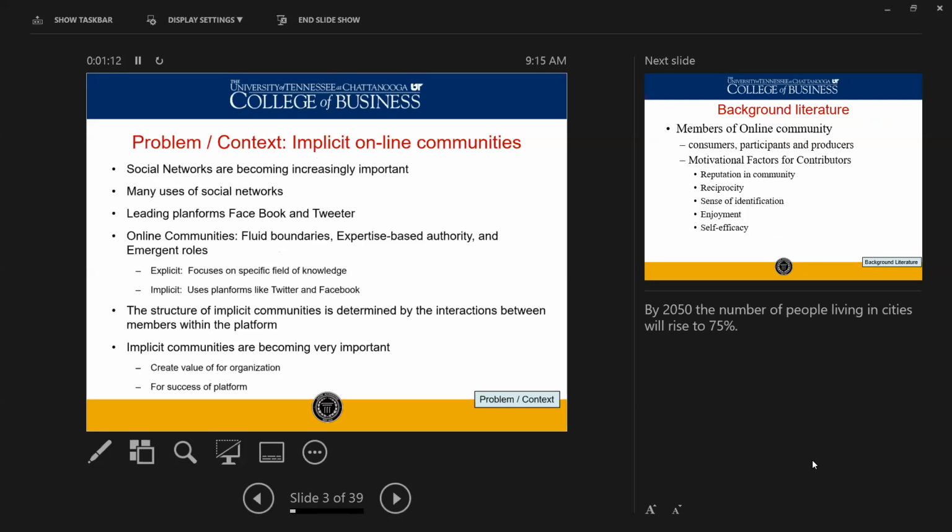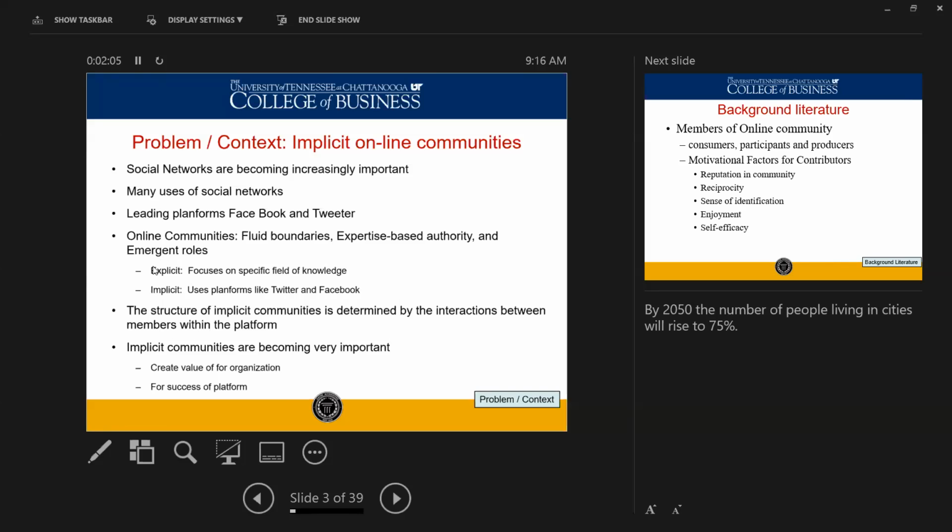So the context of the problem is implicit online communities. In social networks, as you all know, social networks are becoming increasingly important. They are actually having major impacts on our lives today. There are many users of social networks today, and the leading platforms are Facebook and Twitter. Online communities have fluid boundaries. They are generally based on expertise. The authority people get in these communities is based on their expertise and their participation, and they get an emergent role in that. There are actually two types of online communities.